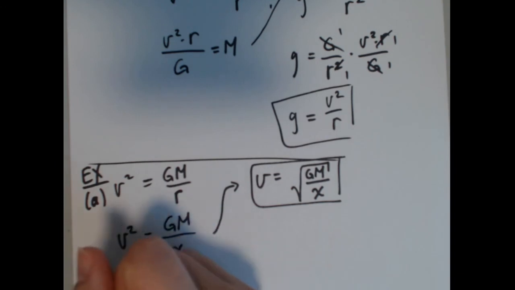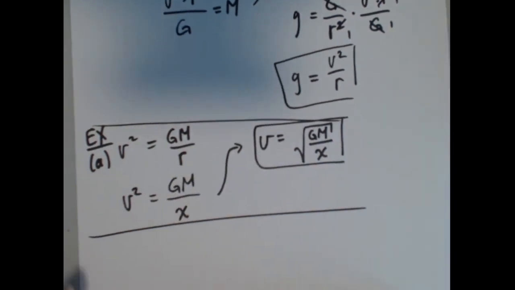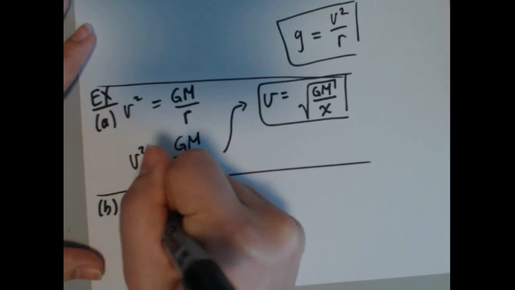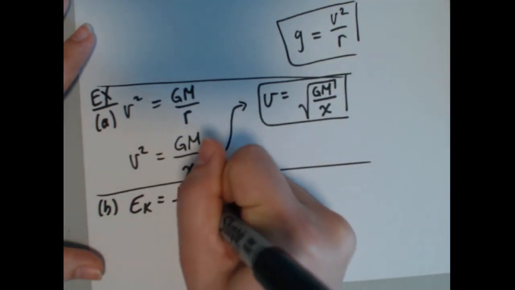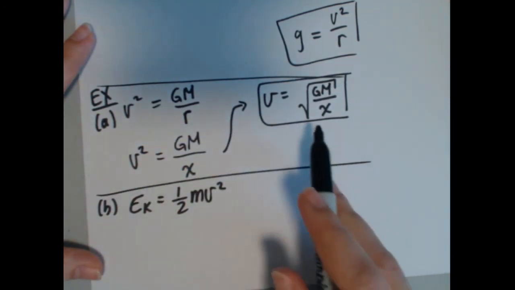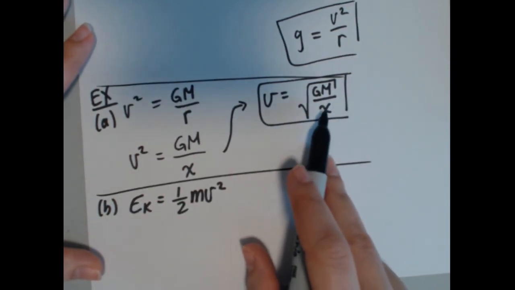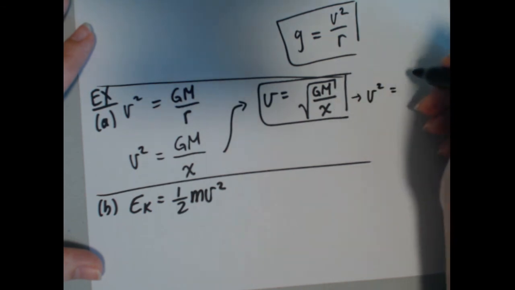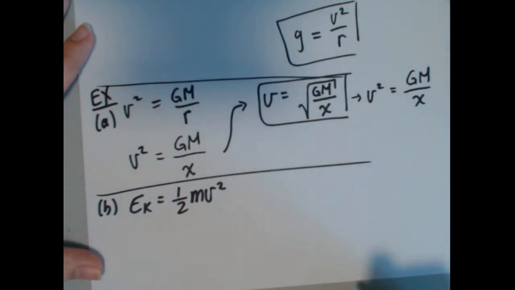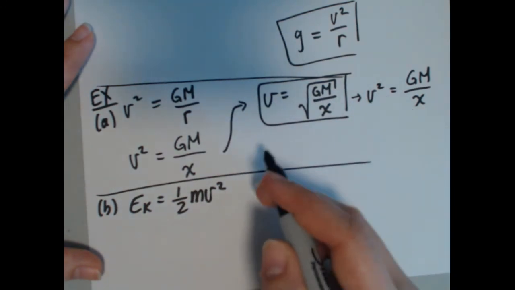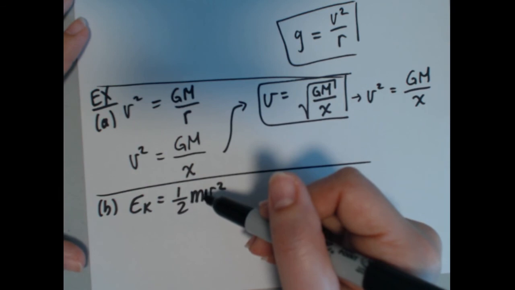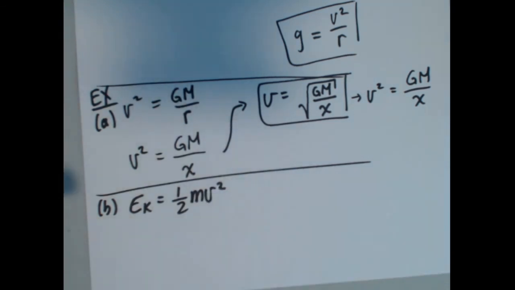So kinetic energy. Well, there's only one formula that you've learned for kinetic energy. Kinetic energy is 1/2 mv squared. Okay, so v is equal to the square root of an expression. So if I just want to square that, I effectively remove the square root. So v squared is GM over x. Okay, so I'm going to plug that in over here. It's the kinetic energy of a specific mass. Let's see. The kinetic energy of the satellite.